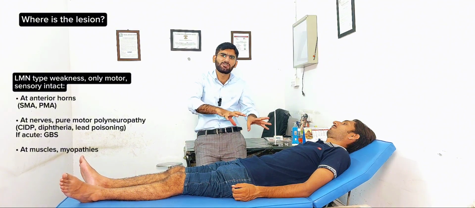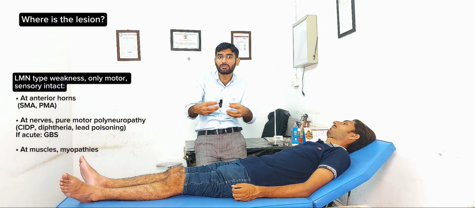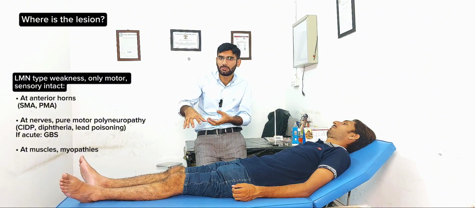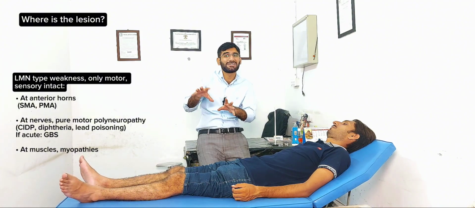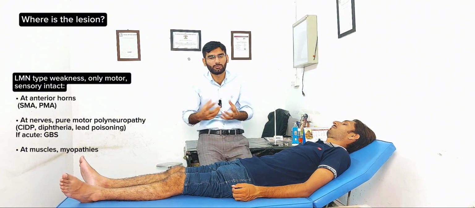The scenario is the same, difficulty in walking, but the findings are a little different. For example, when we do the inspection, no wasting is present, muscles are okay, fasciculations are also absent, tone reduced, power 2 by 5 or 3 by 5, let's say, and reflexes also absent. And again, the sensations are also intact. Now, what could be the cause?